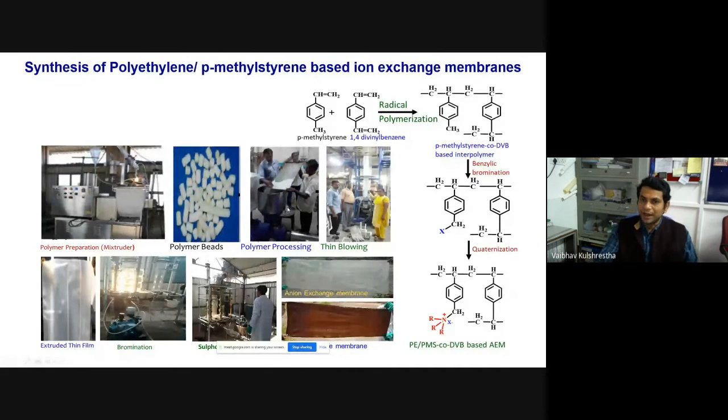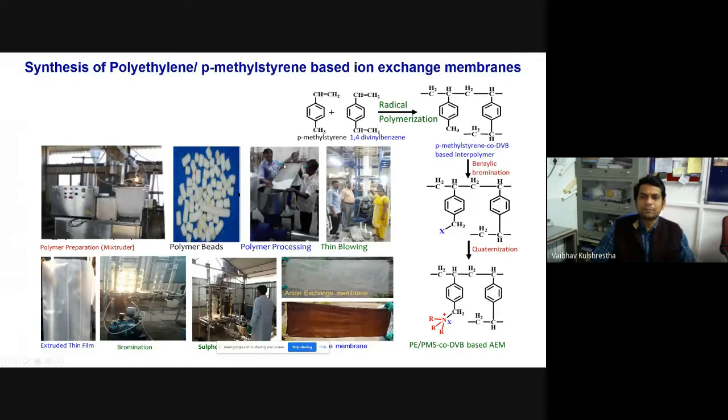Then we process this polymer and convert it into a thin film of around 200 micron. Then in the last step, we functionalize these membranes with the sulfonic acid group by using chlorosulfonic acid. To prepare the alkaline anion exchange membrane, first we do the benzyl bromination in the presence of N-bromosuccinimide, then quaternize the membrane with a tertiary amine.